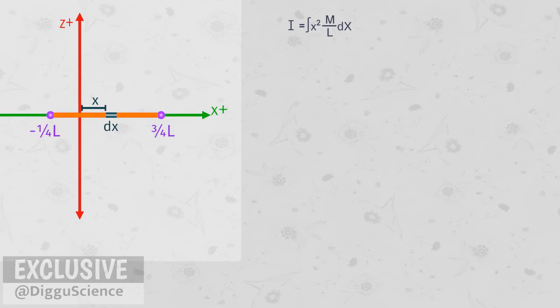The next issue is the limits of integration. To form a stick, the mass element moves from x equal to minus a quarter L to x equal to 3/4 L. Thus the limit of integration is from minus a quarter L to 3/4 L. The mass of the stick is fixed, and so is its length. The big M per L value can be excluded from the integral notation.